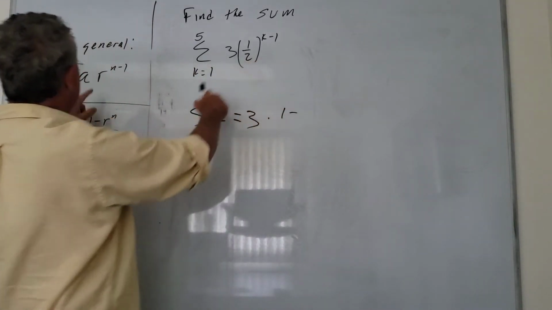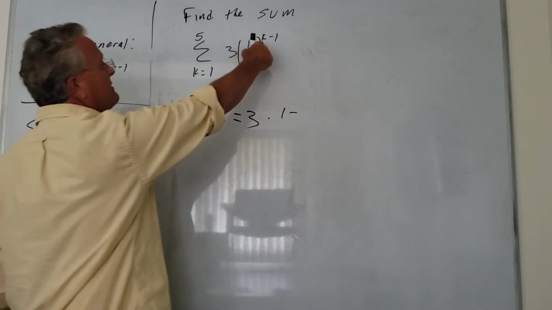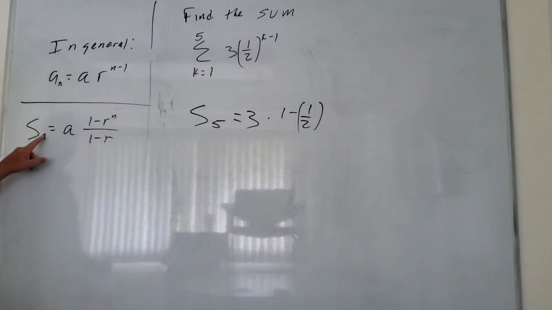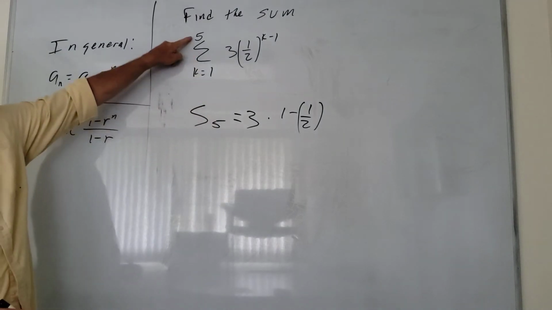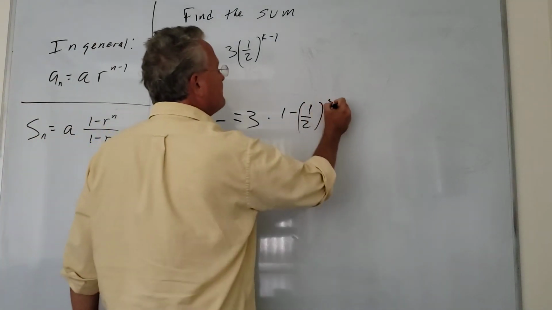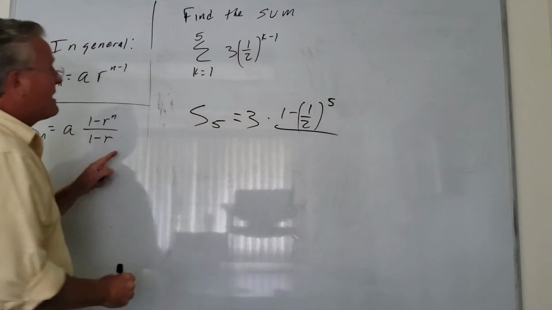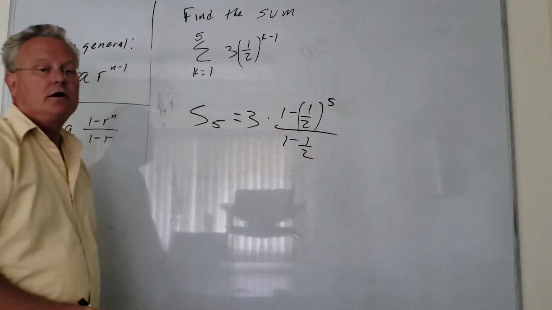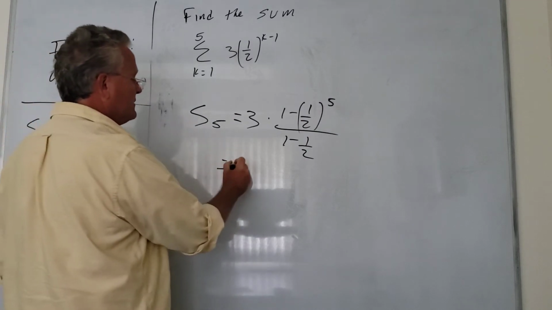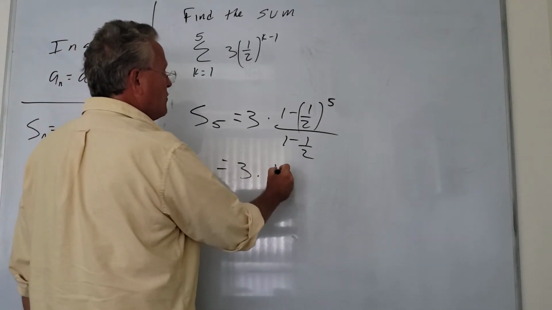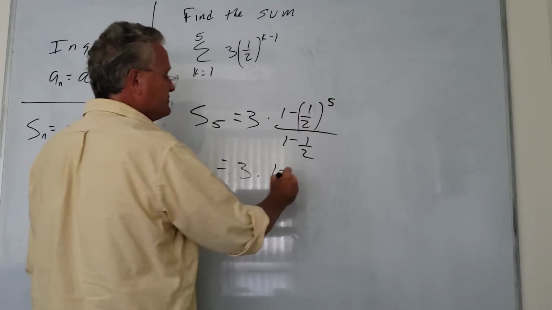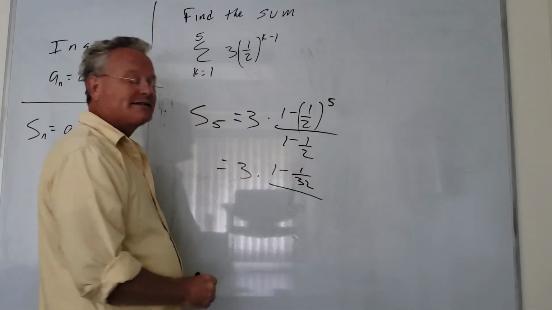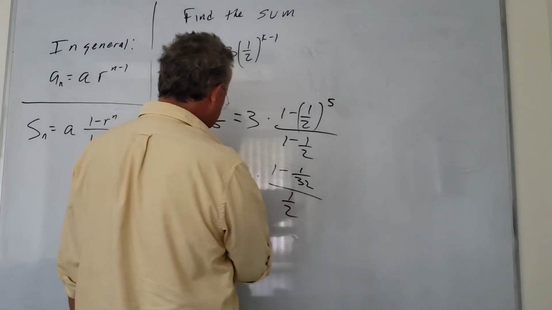R is 1/2 because that's what's raised to the k minus 1. 1/2 to the n. Well, n in this case is 5 because that's where we're stopping. Over 1 minus r, again 1/2. And now we just do the arithmetic. So this is 3, 1 minus 2 to the 5th is 32, so we get 1 over 32. 1 minus 1/2 is 1/2.